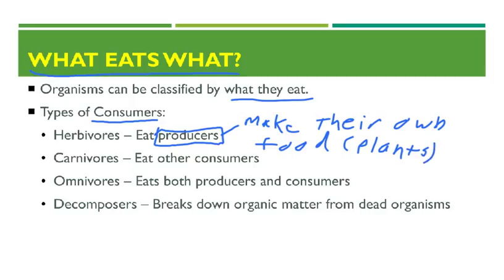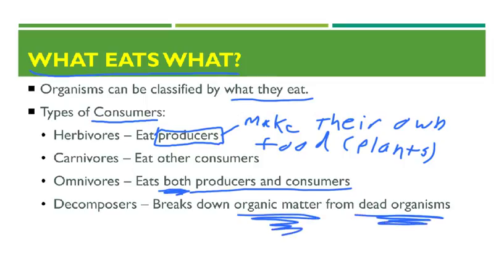Carnivores eat other consumers. Omnivores, like us and bears and pigs and cockroaches, eat producers and consumers. They eat both. And finally, decomposers break down organic matter from dead organisms, or they break down organic waste.